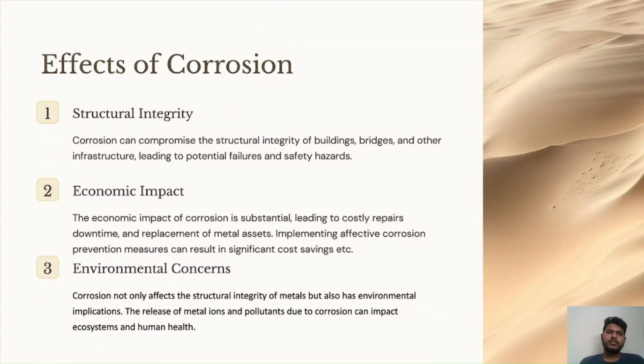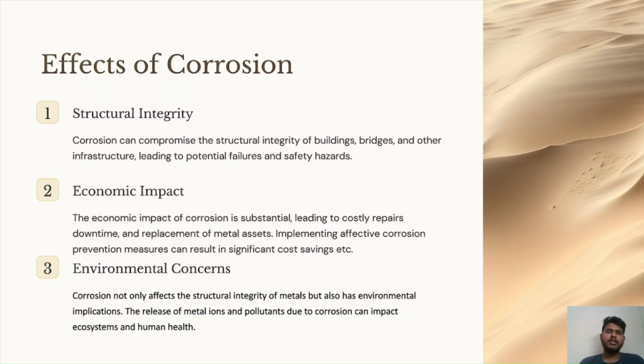Effects of corrosion. The corrosion affects the structural integrity of the metal. Corrosion can compromise the structural integrity of buildings, bridges, and other infrastructures, leading to potential failure and safety hazards. Economic impact. The economic impact of corrosion is substantial, leading to costly repairs, downtime, and replacement of metal assets. Implementing effective corrosion prevention measures can result in significant cost saving, etc.